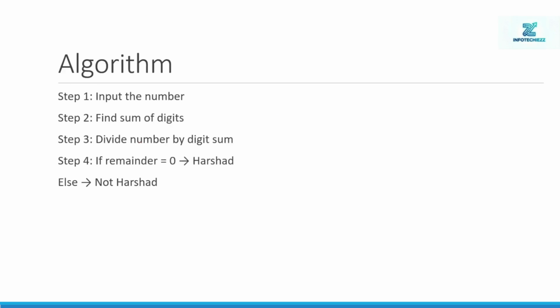So let's see the algorithm here. At first, you have to take input from the user and store it in a temporary variable and initialize sum equal to 0. Use a while loop to extract the digits and add the digits to the sum. Check if the number modulo sum is equal to 0 or not. If it is equal to 0, it is a Harshad number. If it is not, then it is not a Harshad number. This logic is very important for placement because it tests digit manipulation and basic logic.